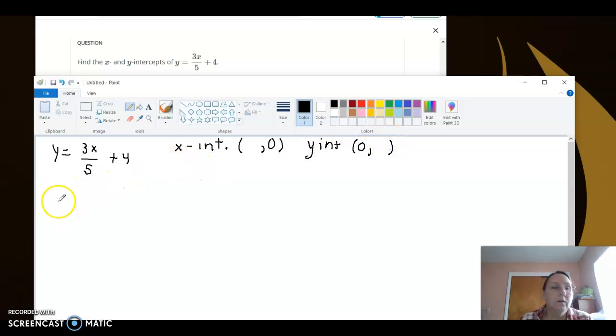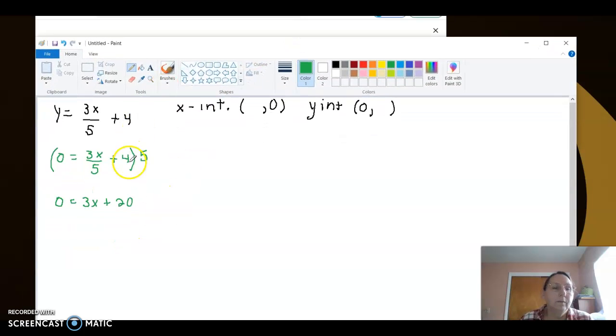Okay, so I'm going to start with my x-intercept. I'm going to put a 0 in for y: 0 equals 3x over 5 plus 4. On this one, I'm going to multiply the whole thing by 5 to get rid of our fraction. 5 times 0 is going to give me 0. 5 times this, my 5's are going to cancel, so that's going to give me a 3x. And 5 times 4 is plus 20.